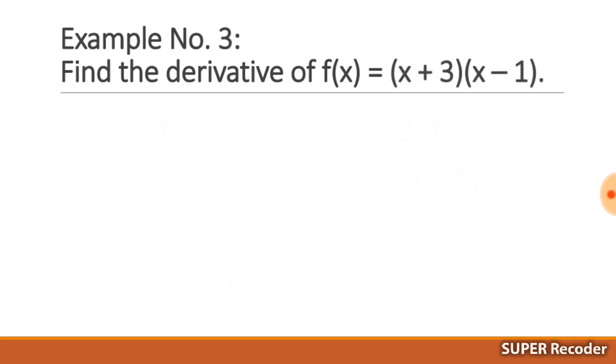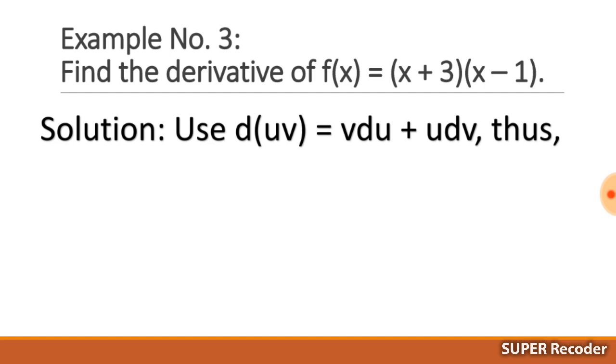We have here another example. We're going to find the derivative of f of x, which is equal to the quantity x plus 3 multiplied by the quantity x minus 1. We're going to use two methods here. First, we're going to use the product rule of differentiation, which is the derivative of u times v, which is equal to v du plus u dv.